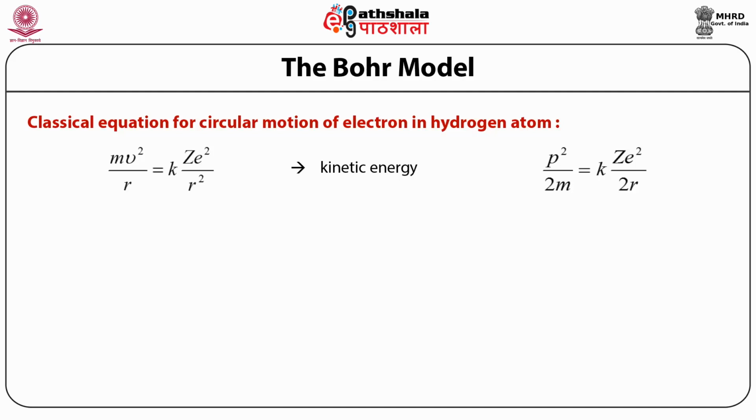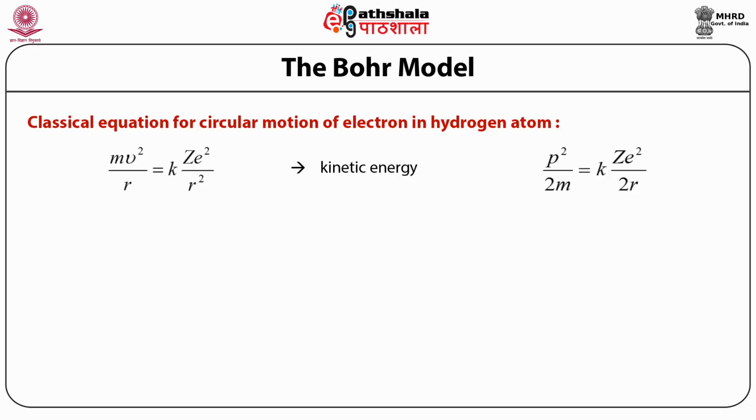But here, in the case of an electron, m v squared by r, the centripetal force, is equal to the electrostatic force of attraction between the electron and the proton. So this equation tells you that the kinetic energy, which is p squared by 2m, of the electron is equal to k Z e squared by 2r. So this is the first point in Bohr's model. And here there's nothing new. It's just like the equation you write in a classical theory.